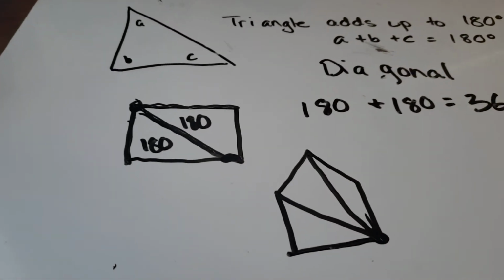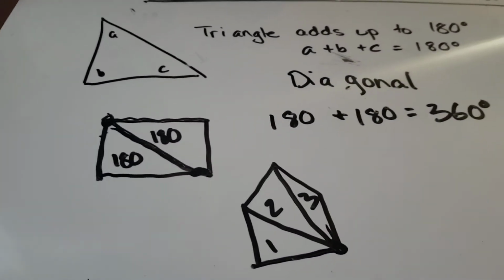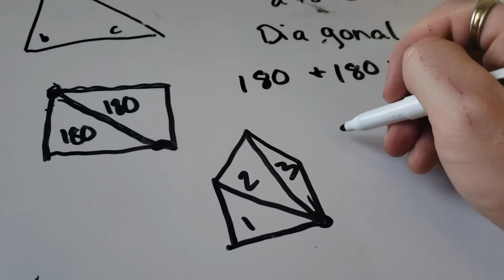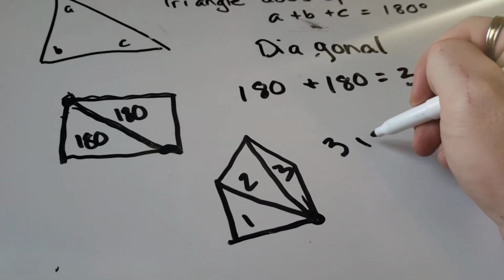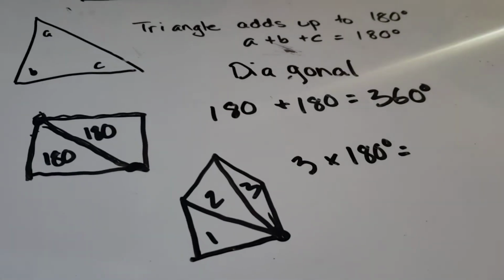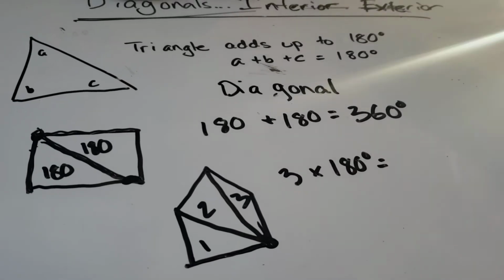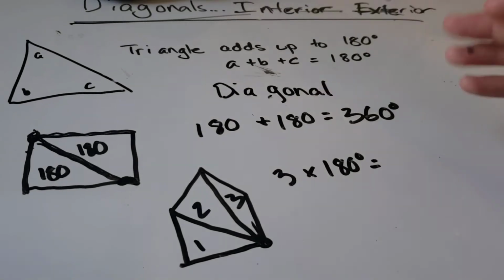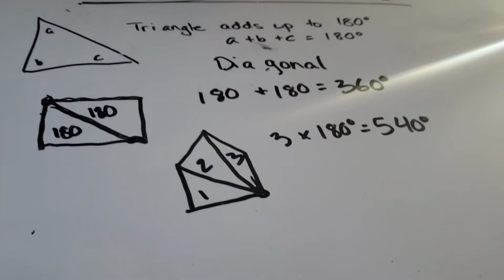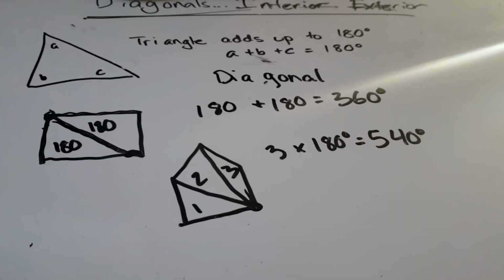So if we look, we've got 1, 2, 3 triangles formed in a pentagon. Each triangle is 180 degrees, meaning we've got 3 triangles times 180 degrees. 3 times 100 gives you 300. 3 times 80 gives you 240. 300 plus 240 gives you 540 degrees. So the sum of the interior angles of a pentagon is 540 degrees.